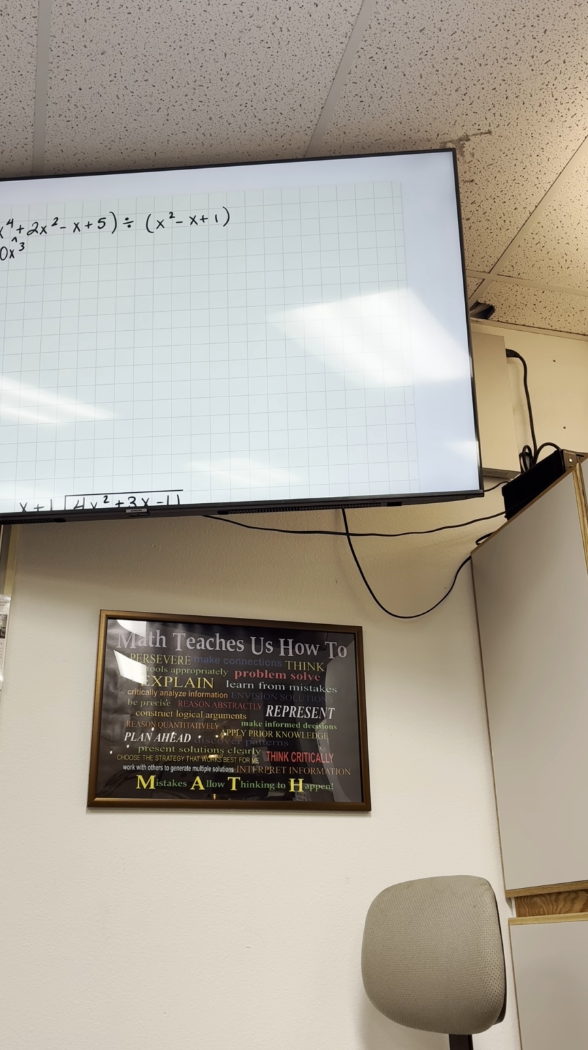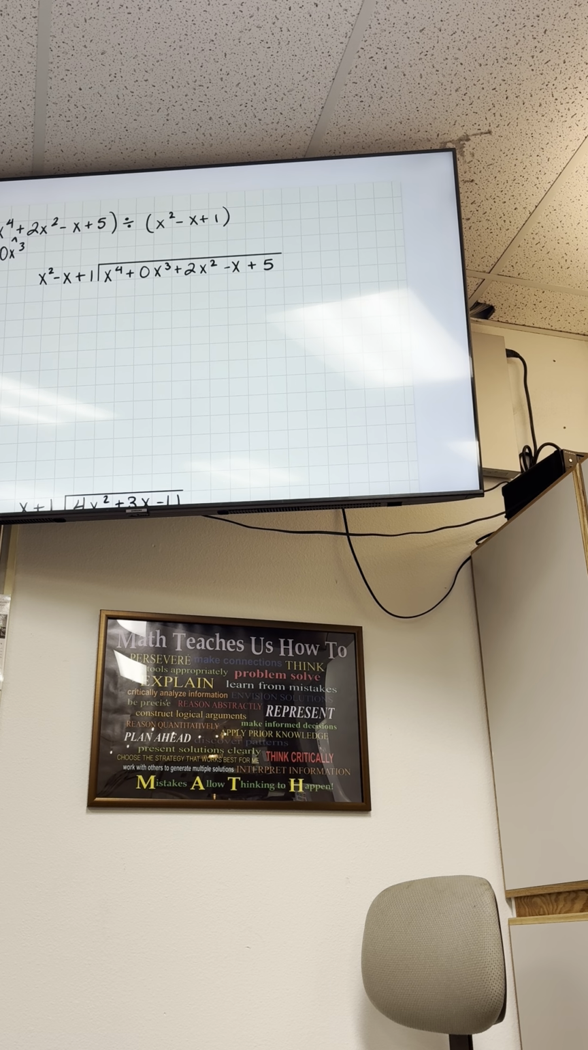So now here's what this problem will look like. We're going to be taking x squared minus x plus 1, and we're going to divide that into x to the 4th plus 2x squared minus x plus, oh no, see I made a mistake, I forgot the cubic term. Gotta be really cautious there. So plus 0x cubed plus 2x squared minus x plus 5.